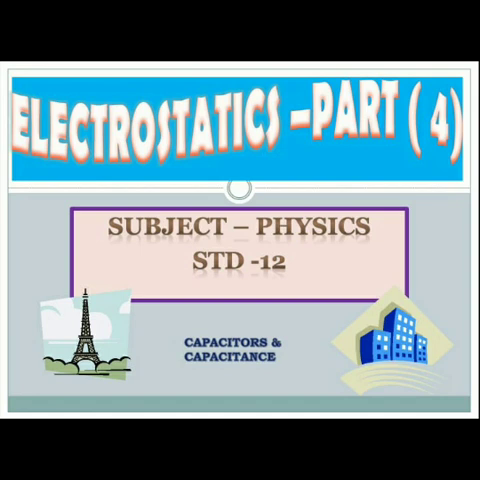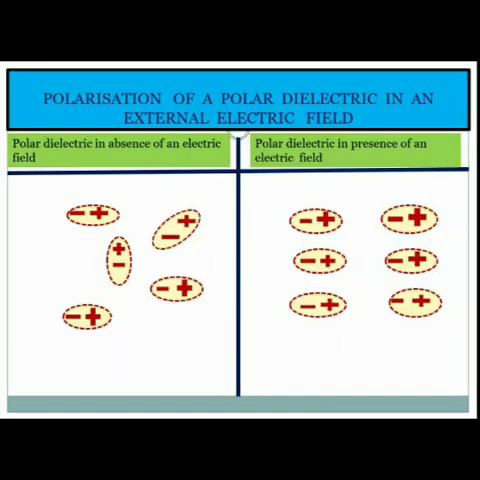Students, we are going to deal with chapter 8, Electrostatics, part 4. In part 3 we dealt with electrostatic potential, and in part 4 we are going to study capacitors and capacitance. Let us go through the first slide, that is, polarization of a polar dielectric in an external electric field. Last time I had told you that dielectrics are non-conducting substances.